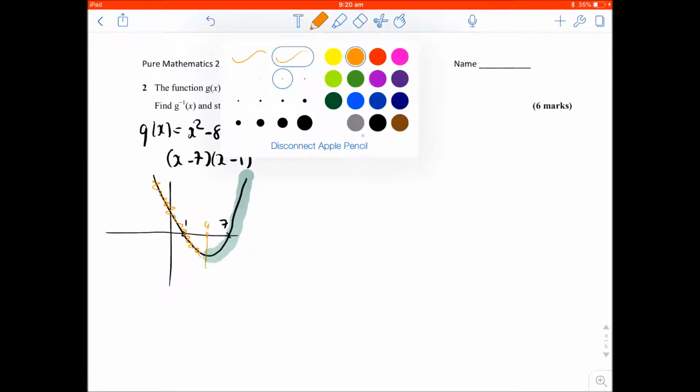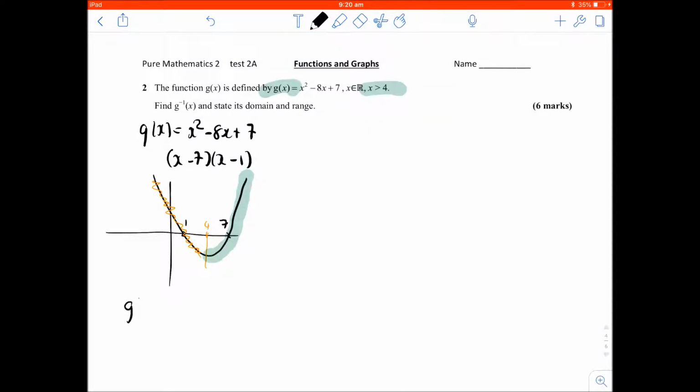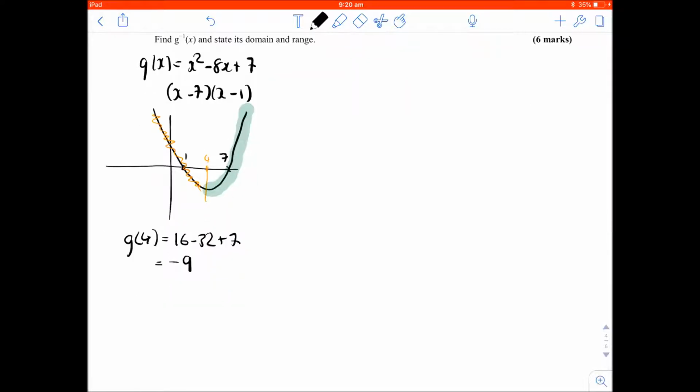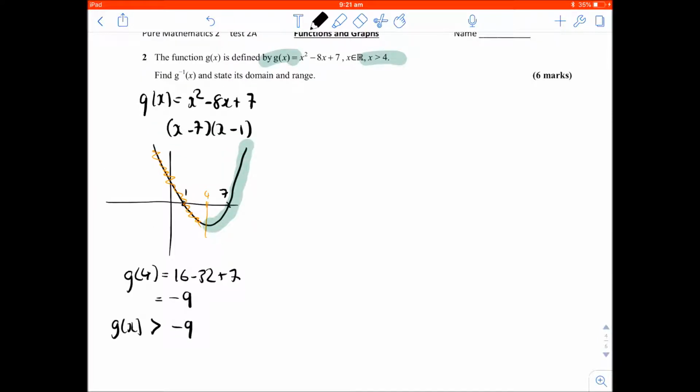So what I'm going to do is put 4 into here, so say g of 4, which is going to be 16 minus 32 add 7. And so 16 minus 32 is minus 16, add 7 is minus 9. So therefore the range of g of x has got to be strictly greater than minus 9. Now it cannot equal minus 9 because the domain is strictly greater than 4, so it can't actually take that exact value. So I now know my domain and range for my original function.